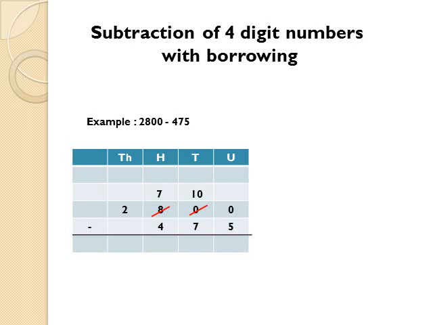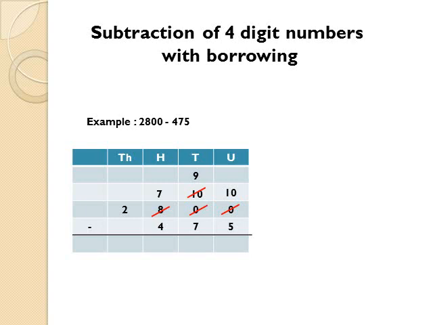Units place has borrowed 1 ten, that is 10 units. So strike out 0 and write 10 above it. As tens place has given 1 ten to units place, it gets reduced by 1 ten. So strike out 0 and write 9 above it in tens place.